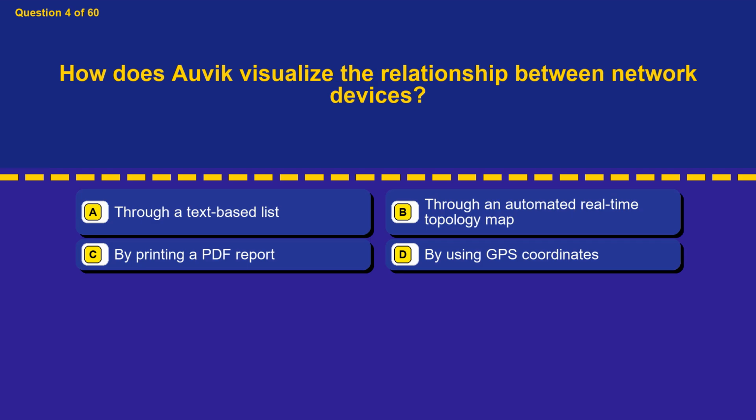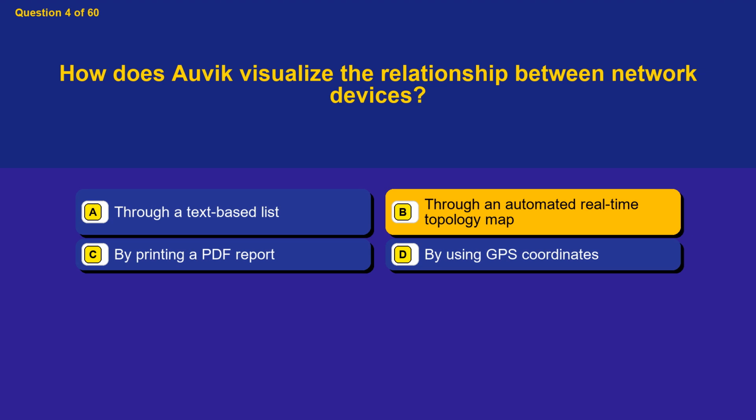Question 4. How does Auvik visualize the relationship between network devices? Option A. Through a text-based list. Option B. Through an automated real-time topology map. Option C. By printing a PDF report. Option D. By using GPS coordinates.